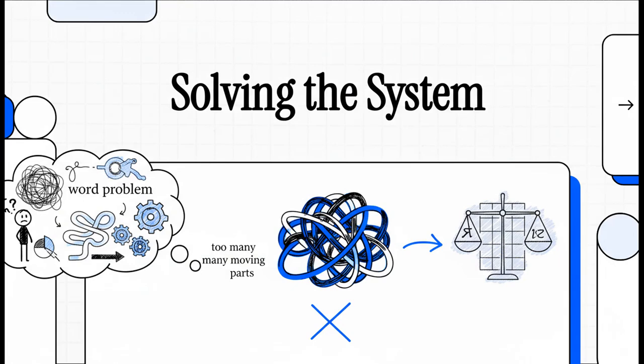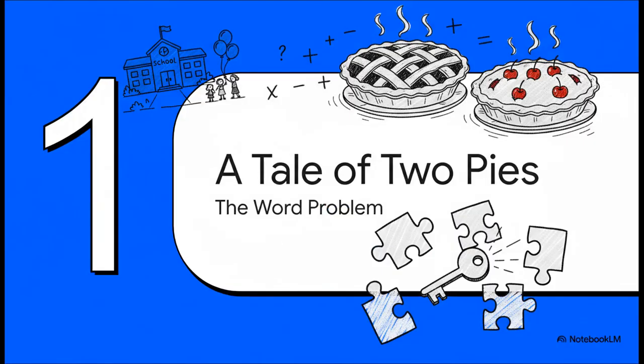Have you ever stared at a word problem that just feels like a knotted up mess, with all these different pieces of information and you have no idea where to even start? Well, today, we're going to untangle that mess. We're going to look at the super elegant mathematical tool that's designed to turn all that chaos into a single perfect solution. So let's start with a classic scenario.